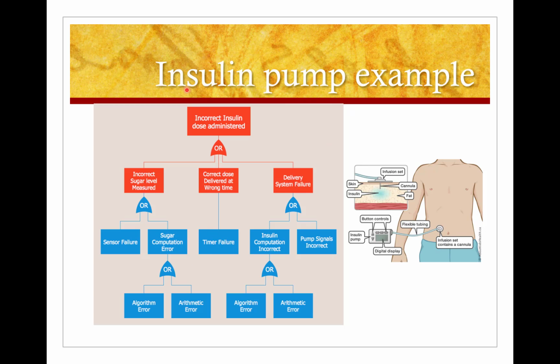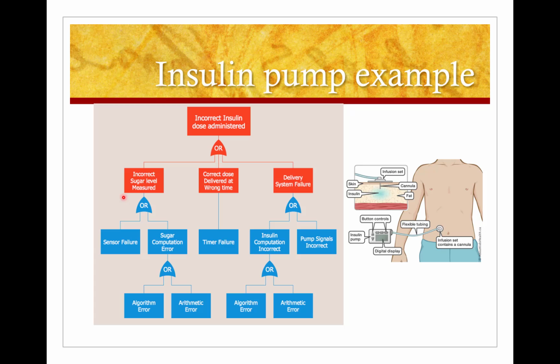So this is an example that I talked about in class of an insulin pump. You administer the incorrect dose if you didn't measure the sugar level correctly, you delivered the dose at the wrong time, or you had a delivery system failure. And so the probability of this event up here above the OR occurring is going to be higher than the probability of any one of the events down here that are connected into that OR gate.